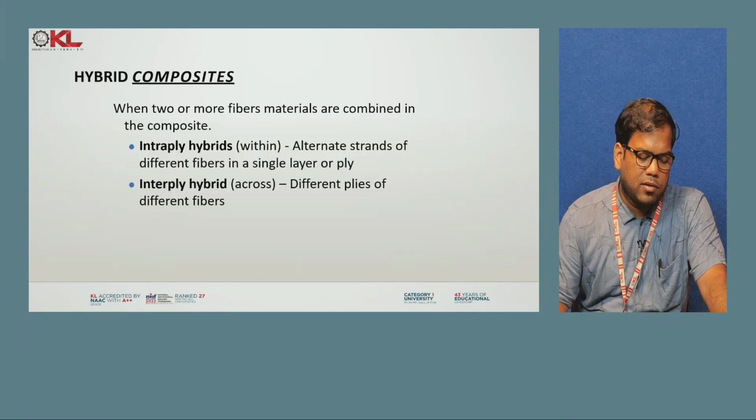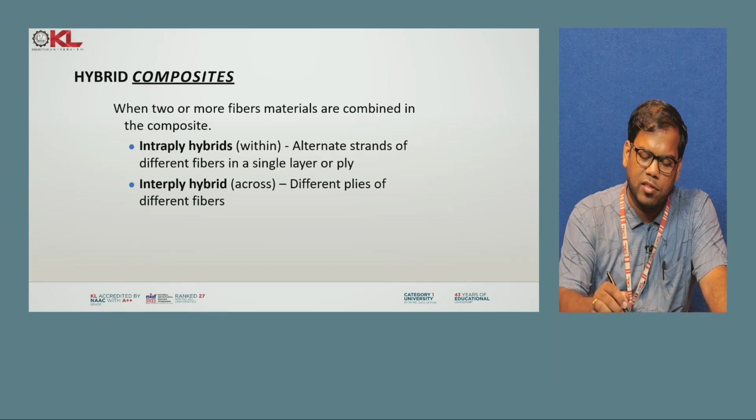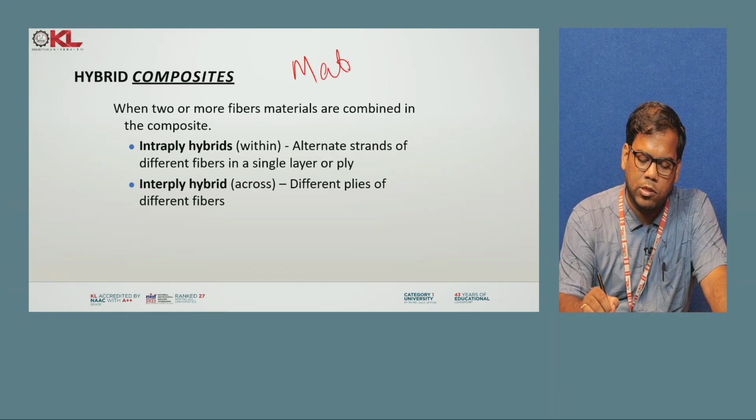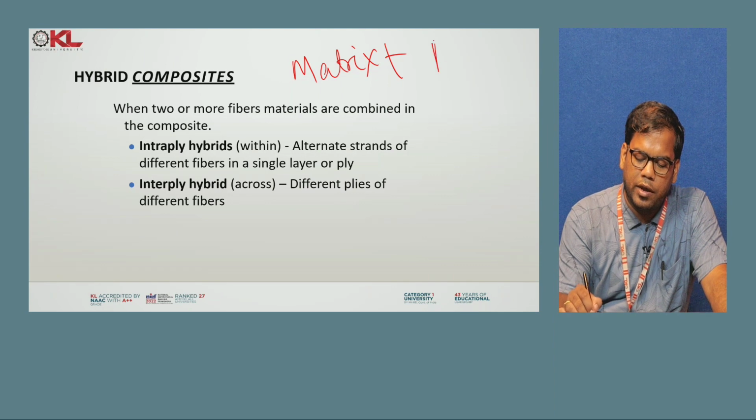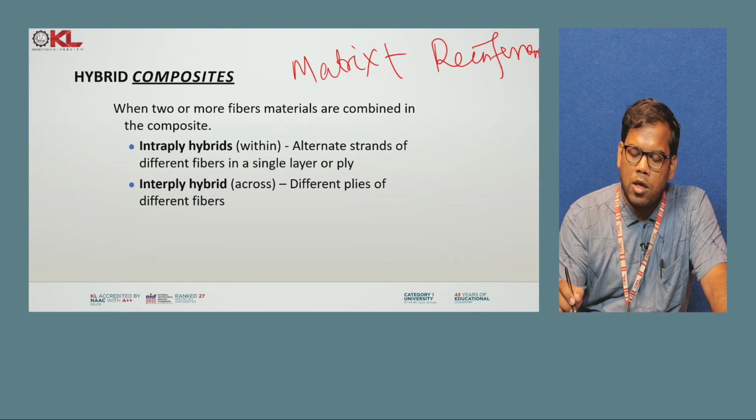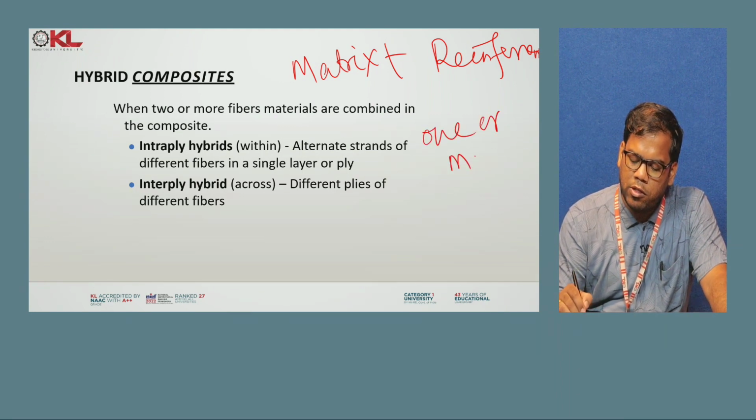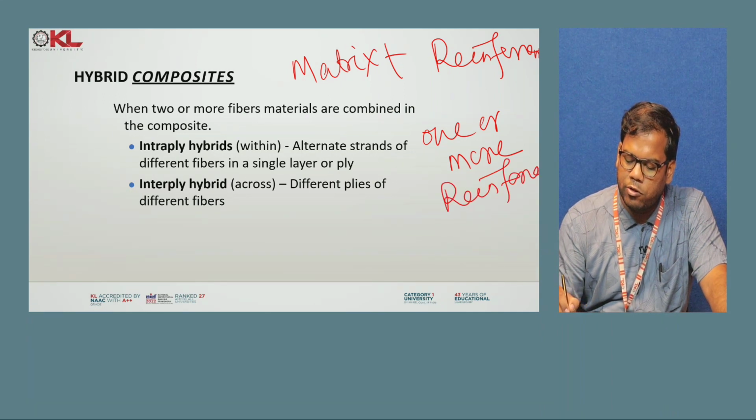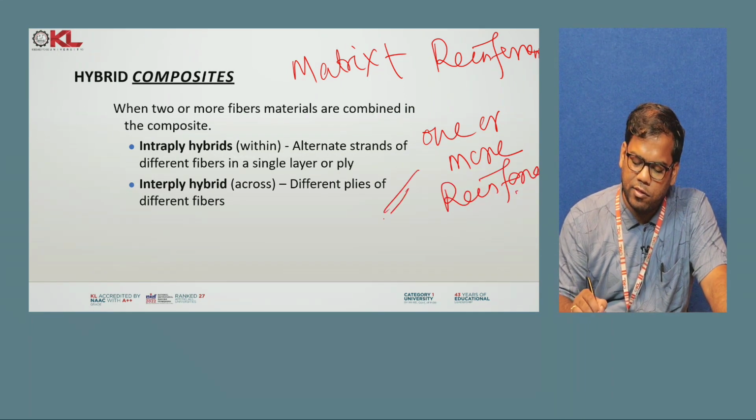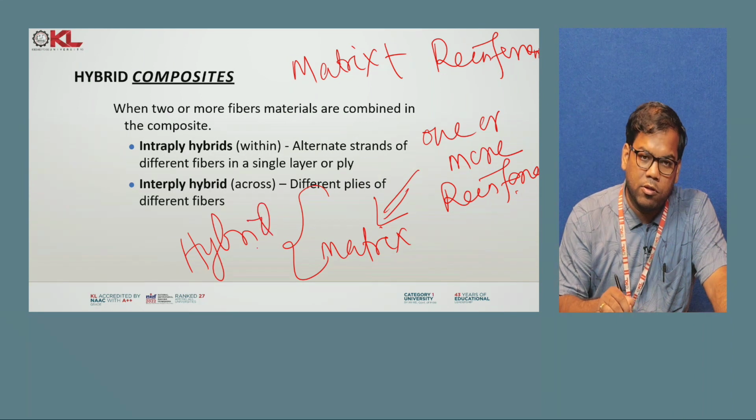Now the next concept is called hybrid composite. Previously what we saw was one matrix plus one reinforcement. When two or more reinforcements are used with the matrix, it is called a hybrid composite.